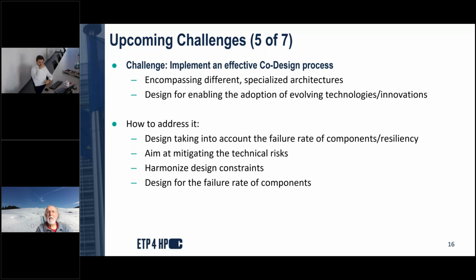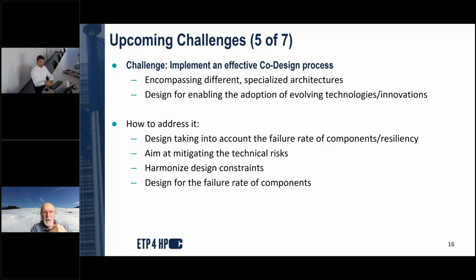One of them is the failure rate of components. So having a more resilient infrastructure tries to mitigate the technical risk involved in the adoption of innovative technologies, and having an approach which is harmonizing different design constraints, a sort of holistic approach where we take all the different components together to achieve the single goal, which is to make sure that we do the job.